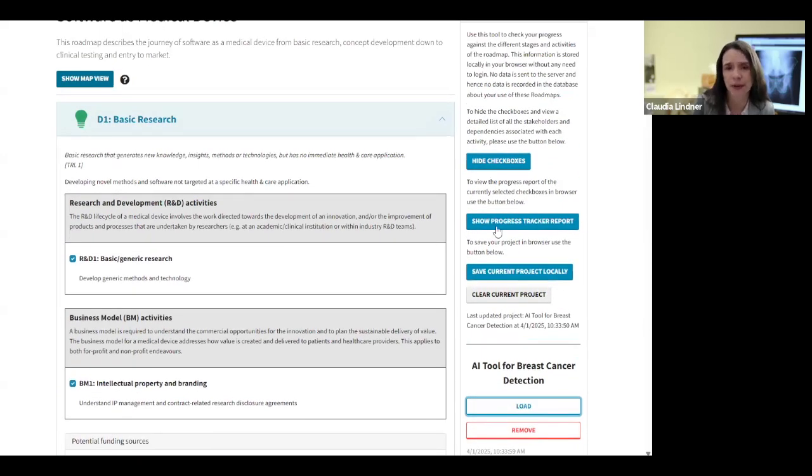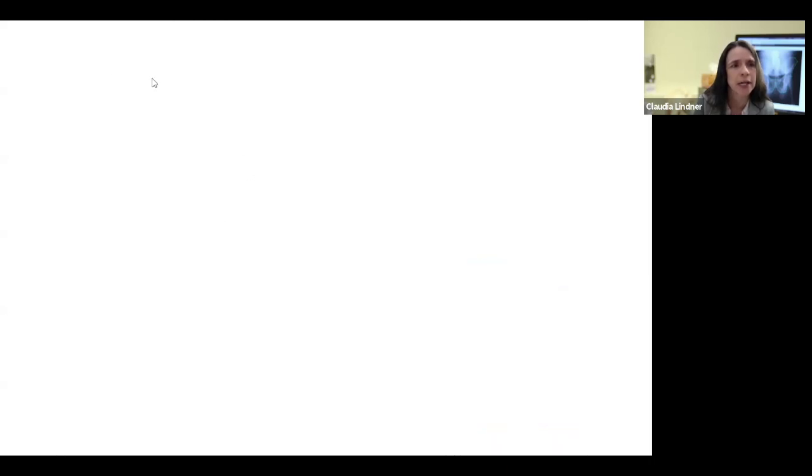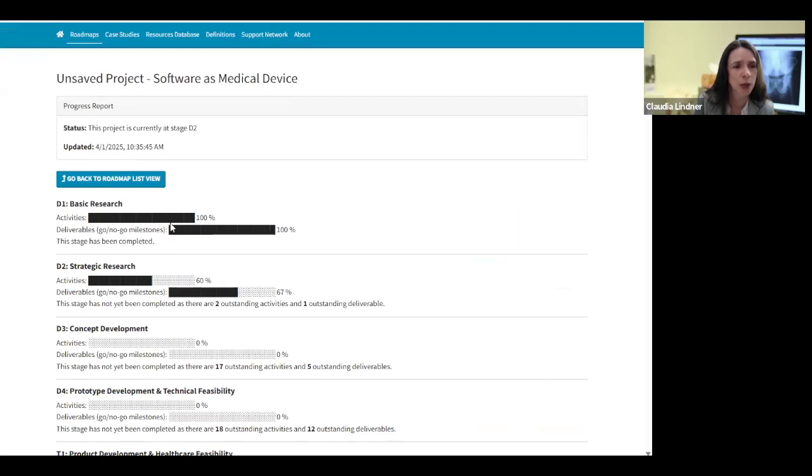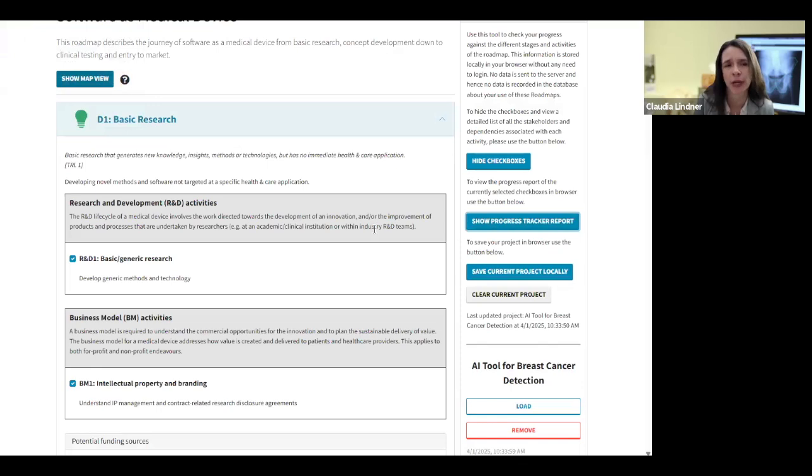the progress tracker. And so for a loaded project, you can click on Show Progress Tracker Report, and that will open a web page where it shows you for D1 in this particular case, we've completed all the activities and all the deliverables. D2, we've done some activities, we've done some deliverables, but we've not completed it. And that's why the tool concludes that you're currently at stage D2, because that's the first stage that is not complete.